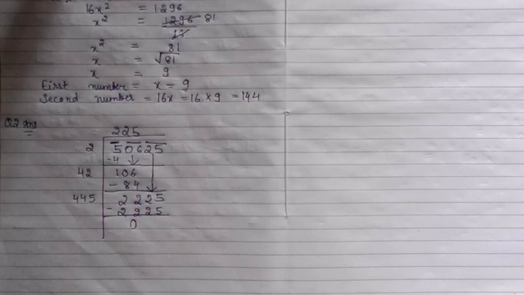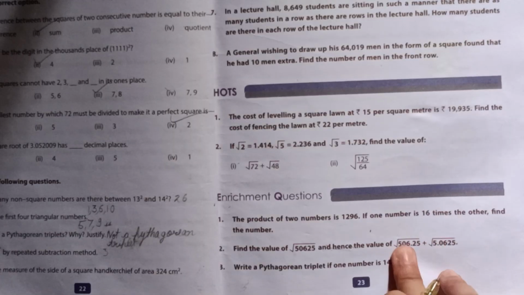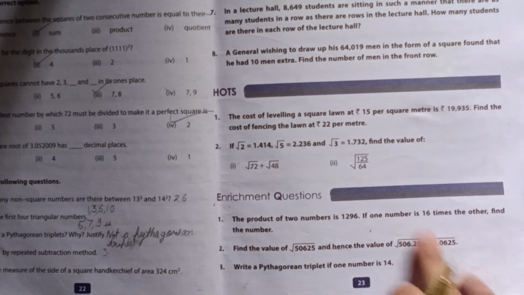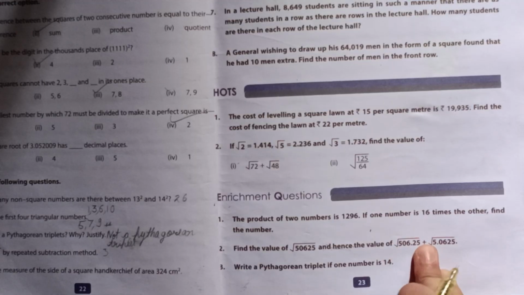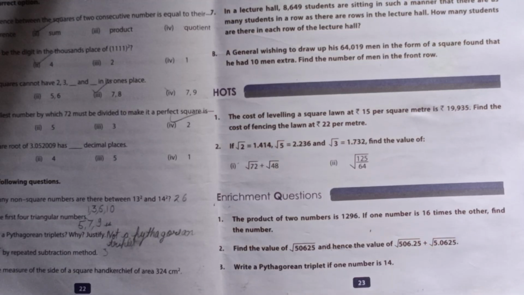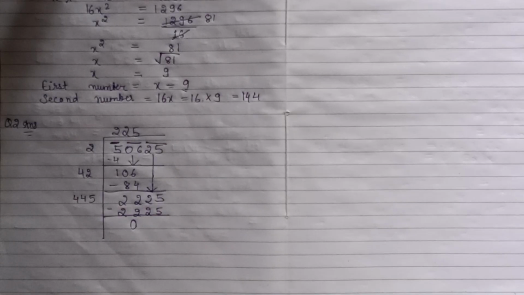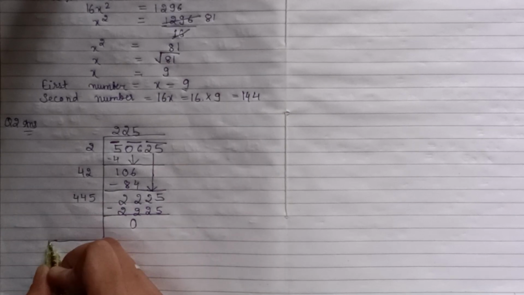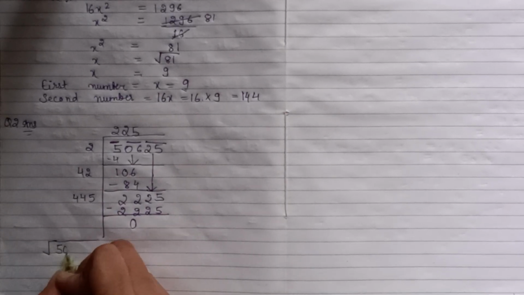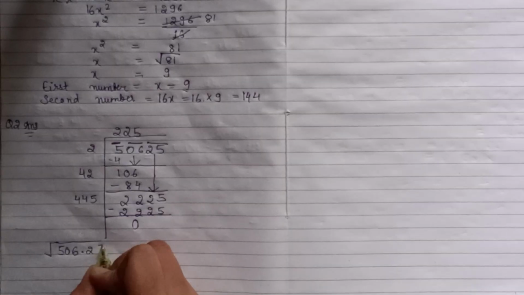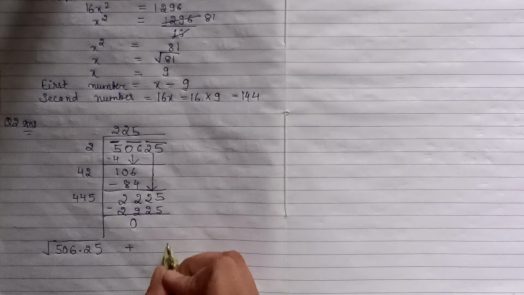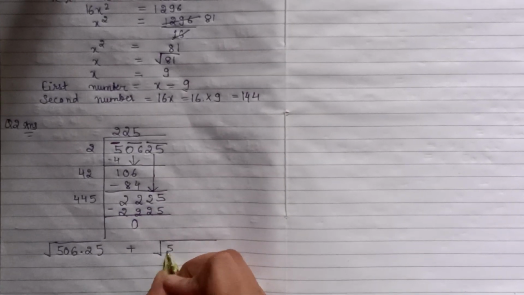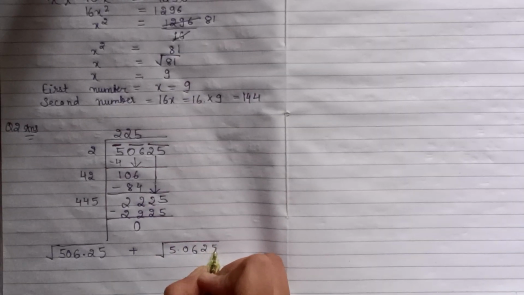So the square root of this 50,625 is 225. Now we have to find the value of this and this. Under root 506.25 plus under root 5.0625. Let's do our second part. I write here under root, given, 506.25 plus under root 5.0625.